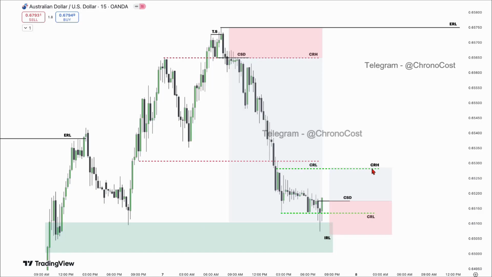Our first target will be the opposing end of the CRT, and the final target will be the next ERL, which is the old high. Let's see how it plays out. And we've hit our first target. Now, we'll extend our target to the next opposing liquidity, which is the next ERL. Let's see what happens next.